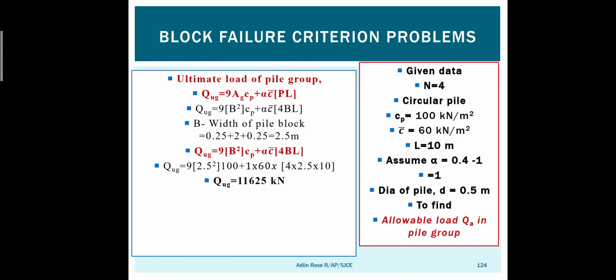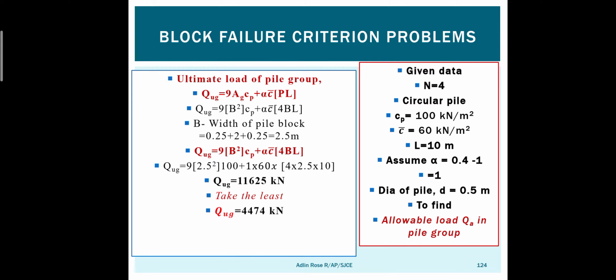Now you have to take whichever is smaller. I'll take the least of these two as the pile group capacity. So the pile group capacity by the static formula was how much? 4474, and by using the block failure criterion was 11625. Now you take the least value. The least is 4474 kilonewton. This is how we find the ultimate capacity.